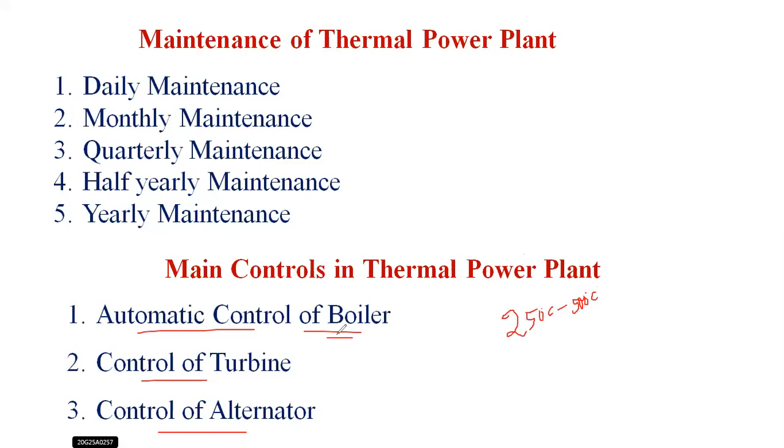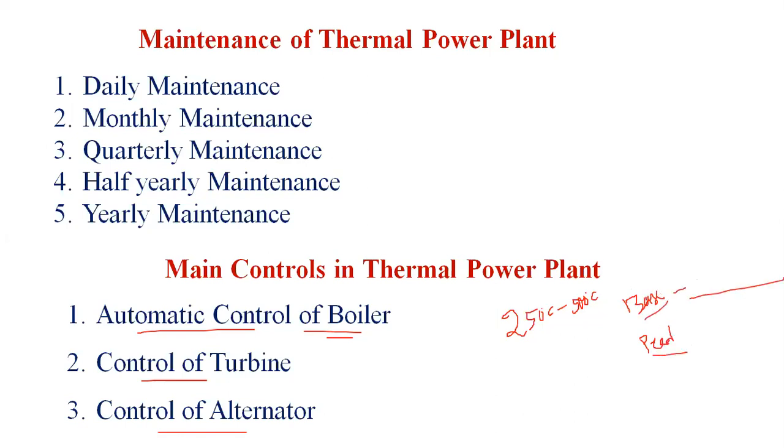Automatic control means whenever the temperature falls as per the considered load, the fuel feeding should start automatically. For example, the load is of two types. One is the base load, and the other is the peak load. There are two types of load.